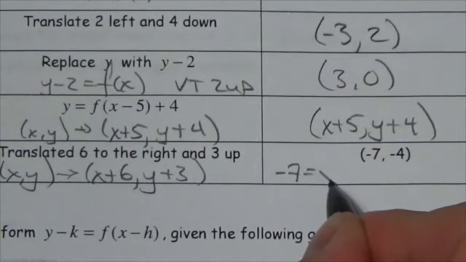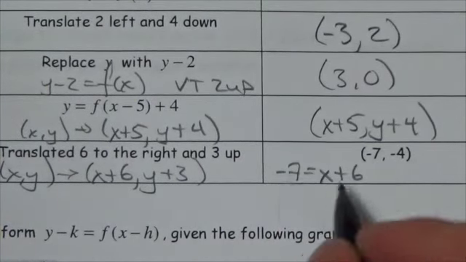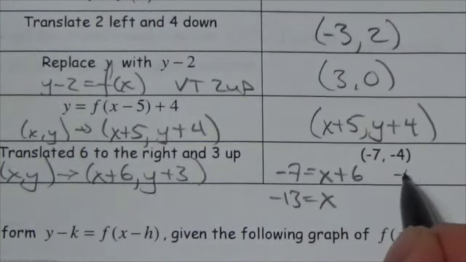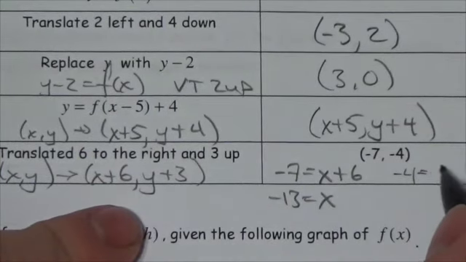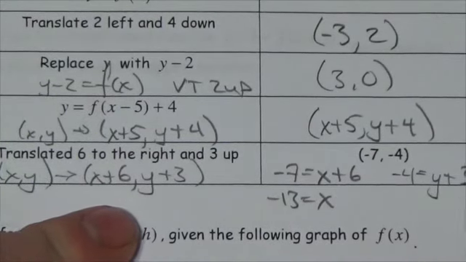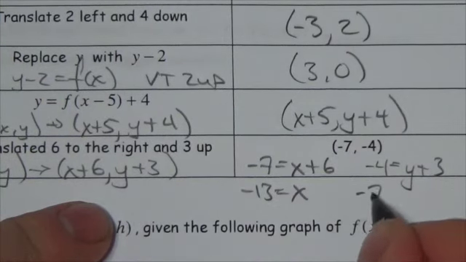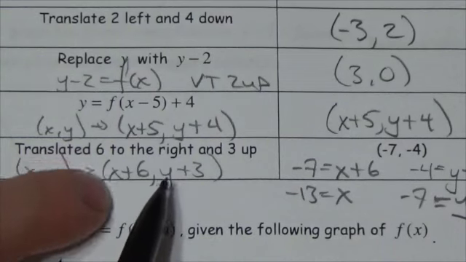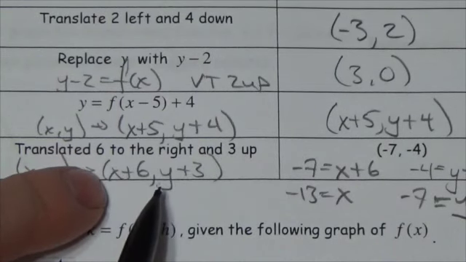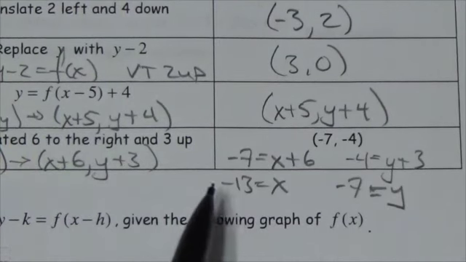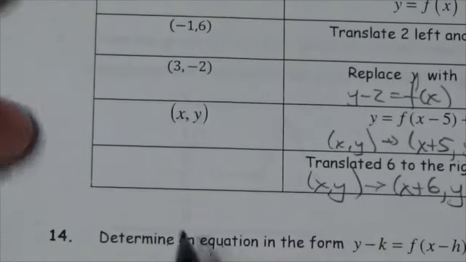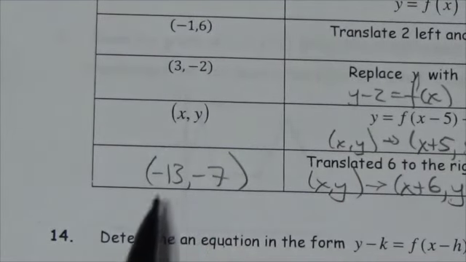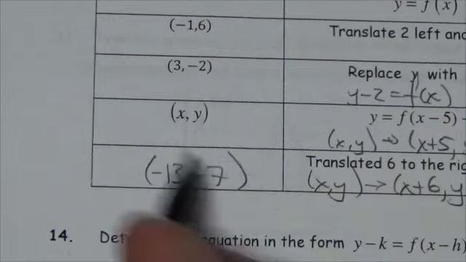So this is how this works here. Negative 7 has to be x plus 6. Well, subtract the 6 and I get negative 13 is equal to x. Negative 4 is equal to my y plus 3. So bring that 3 over, subtract it, and I'll get negative 7 is equal to y. Now, in this image point right here, remember, these are the original x and y coordinates. So what I've just found here are the originals, and the point was negative 13 comma negative 7. Sorry, I said negative 3 a couple seconds ago. I meant negative 13, negative 7. That's what we're looking for.